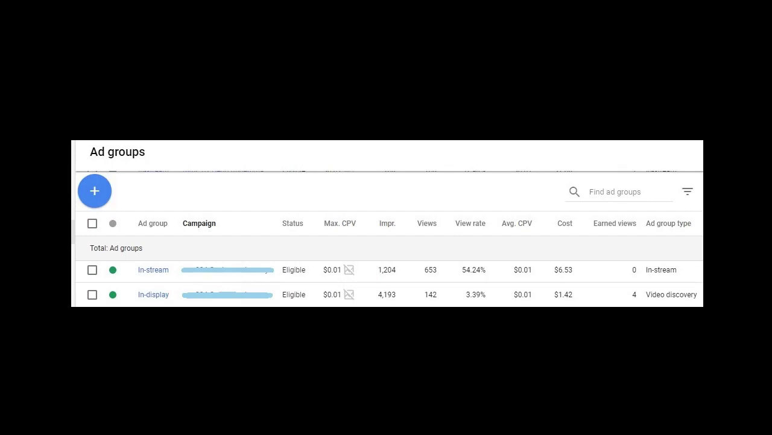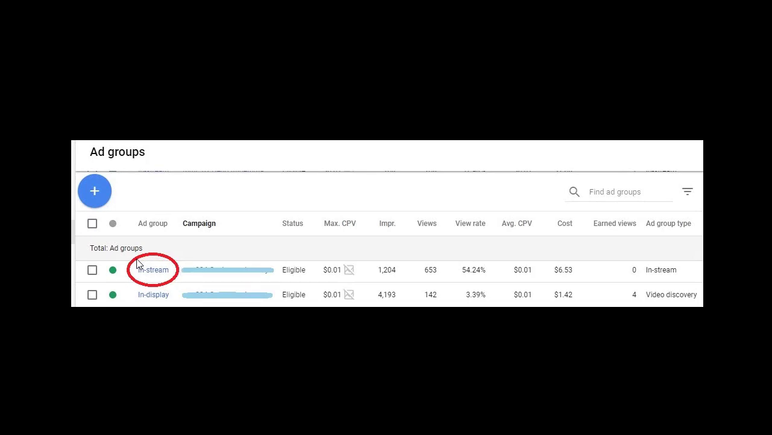From here, what we want to do is focus on the in-stream group and not necessarily on the in-display group, mainly because the in-display group is going to have so few views and such a small view rate. So you want to compare in-stream versus in-stream. Let's take a look first at the impressions. There's 1,204 impressions, 653 views.